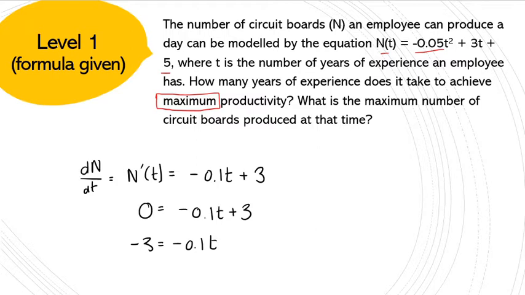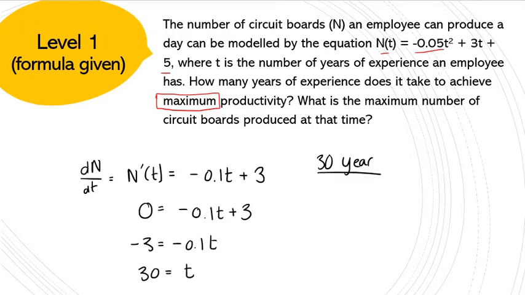Divide both sides by -0.1 to isolate t, and we're going to end up with 30 equals t. So how many years of experience does it take for this maximum productivity? 30 years. And at that point in time, what is the maximum number of circuit boards you can produce?